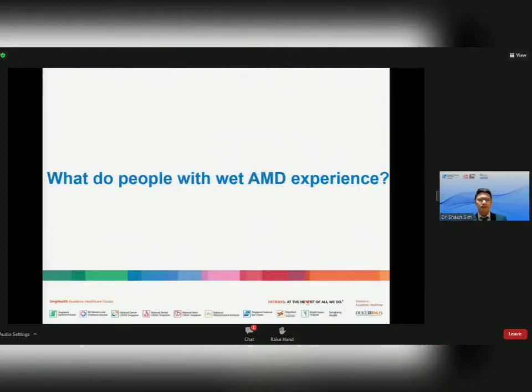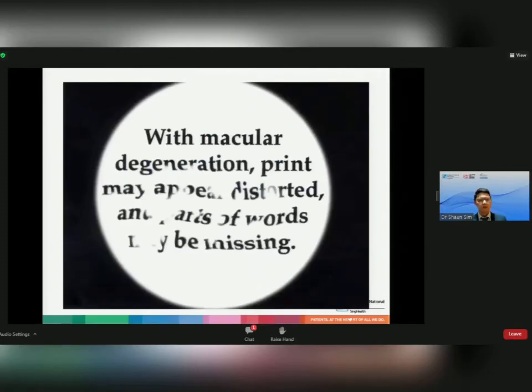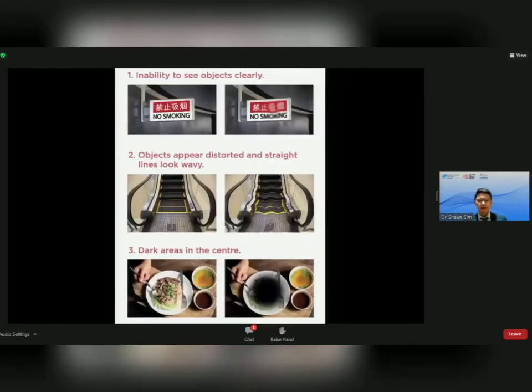But what exactly do patients with wet AMD experience? To patients with wet AMD, their vision may appear distorted, and parts of words may be missing. This slide may actually also show you what they see. They will say they can't see objects clearly, as in the first image. In the second image, lines may appear distorted and wavy. And in the third image, you can see that there may be central areas in the vision where it appears slightly darker or even complete darkness.